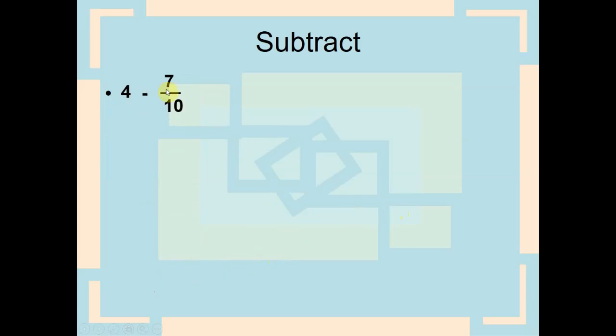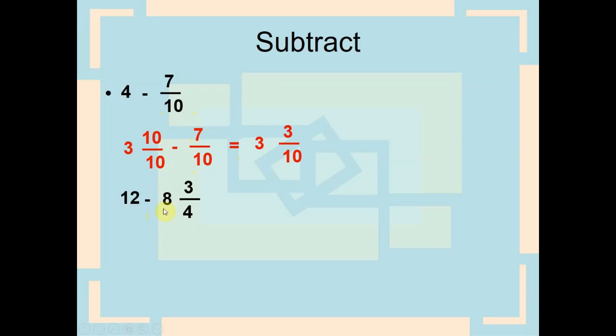Another example, 4 minus 7 over 10. Borrow 1 from 4. It will be 3. And the one we borrowed, we write it as a fraction 10 over 10. Because we have 10 here in the second denominator. Minus 7 over 10. 3 is the same because we don't have whole number in the second one. And then subtract 10 minus 7, it will be 3 over 10. The result will be 3 and 3 over 10.